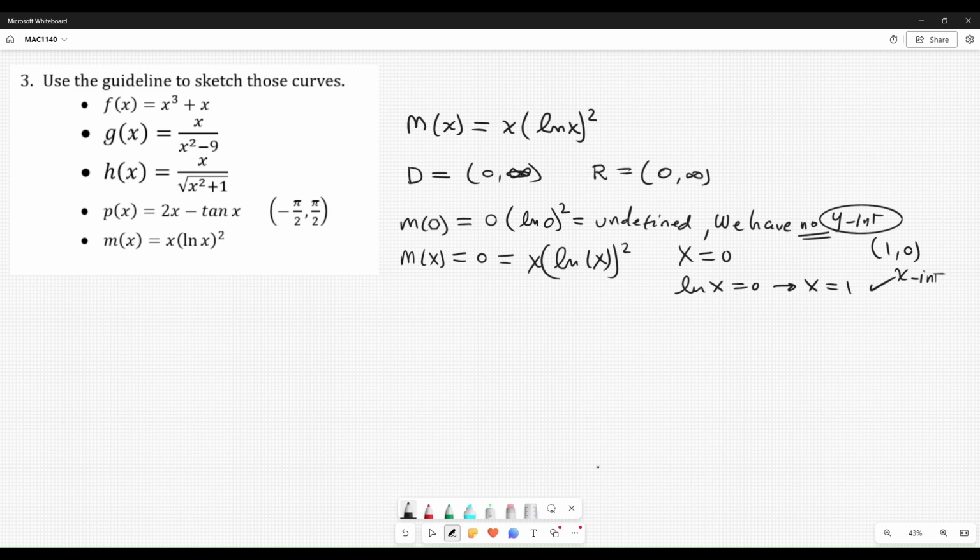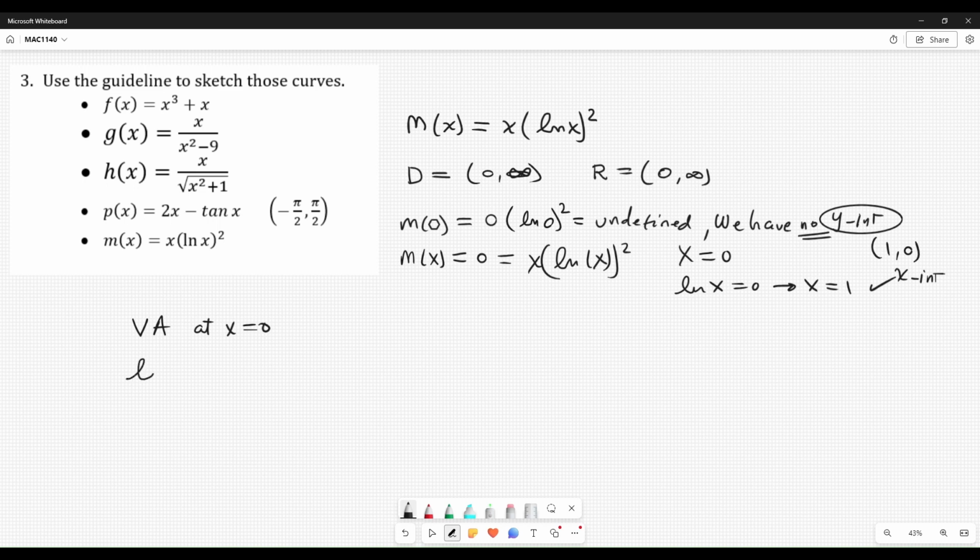Well, maybe the asymptote, I believe, I suppose, is at x equals 0, because logarithm has a vertical asymptote at 0. But I will need to verify this. How do you verify? Easy.